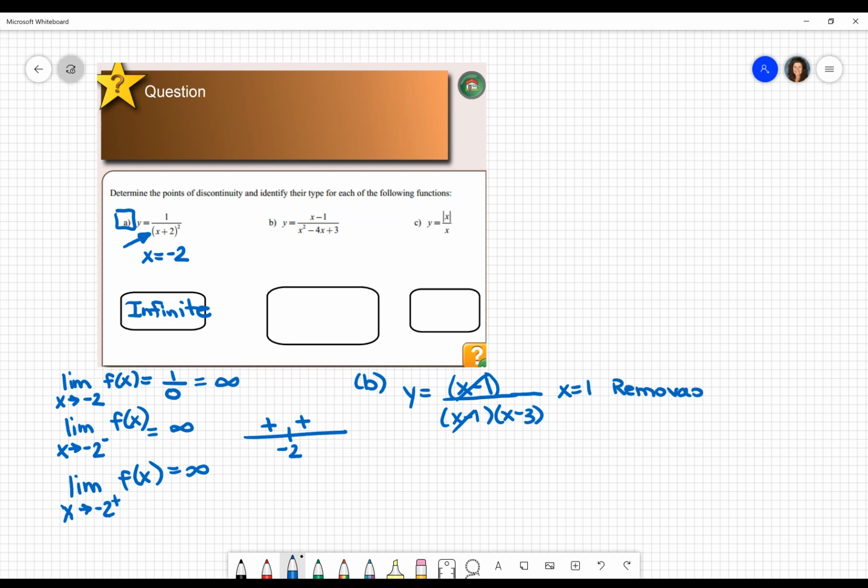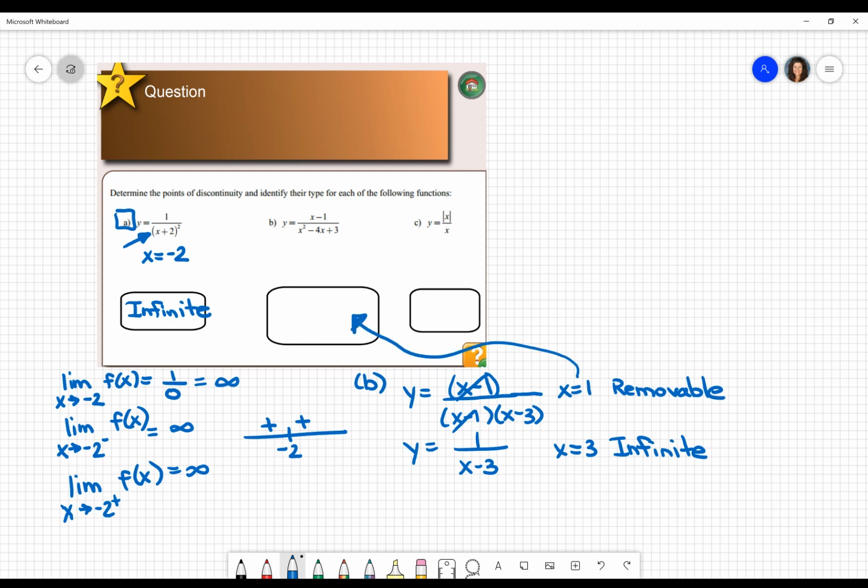Now I'm left with, when I reduce, 1 over x minus 3. And we know that if the denominator equals 0, we'd have a constant over 0. So this is going to be a vertical asymptote or an infinite discontinuity at 3. So that's the answer to part B. Okay, and then last of all, so this goes in this box.